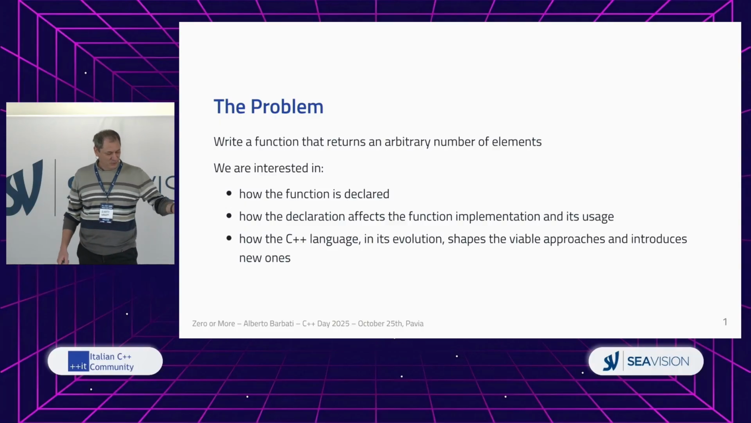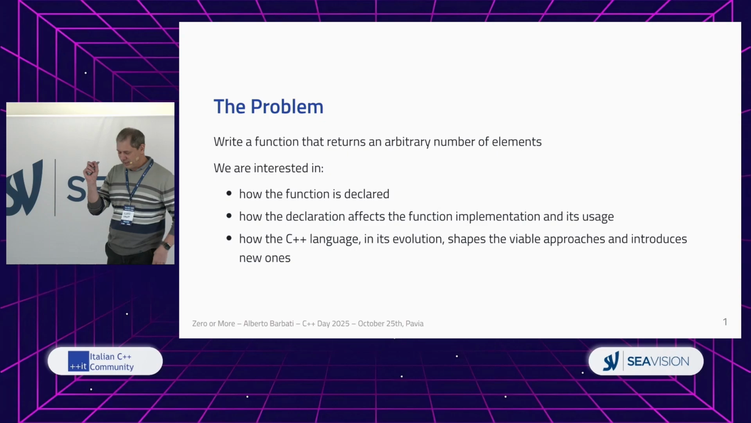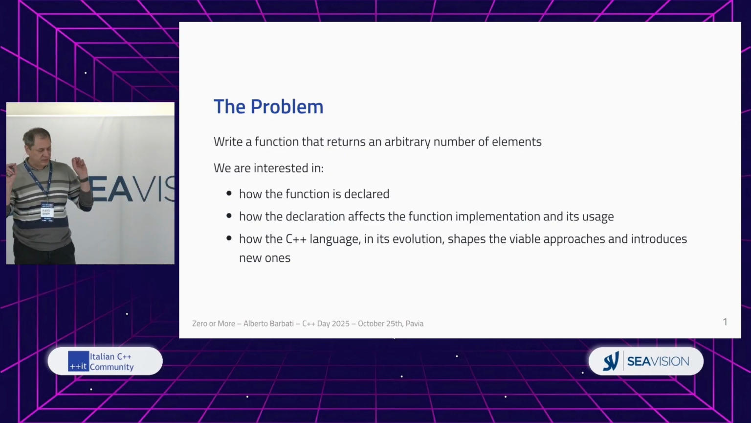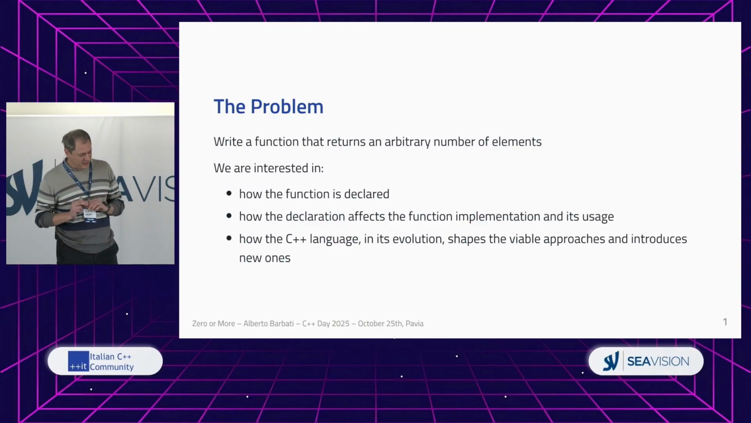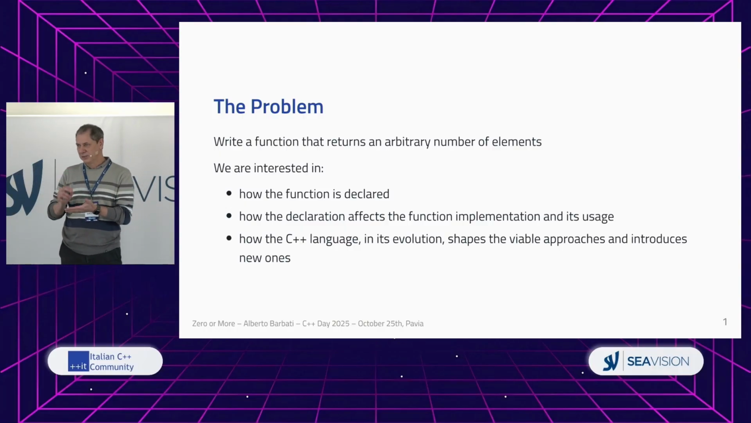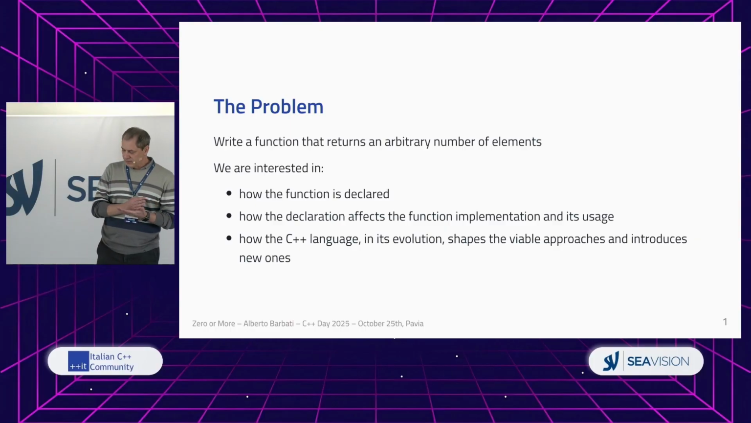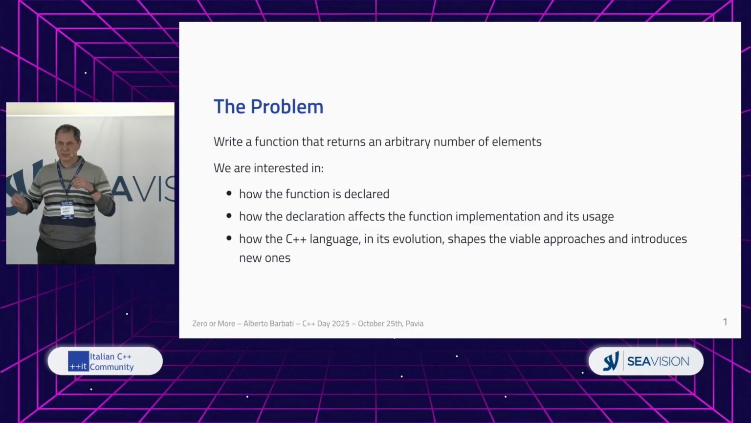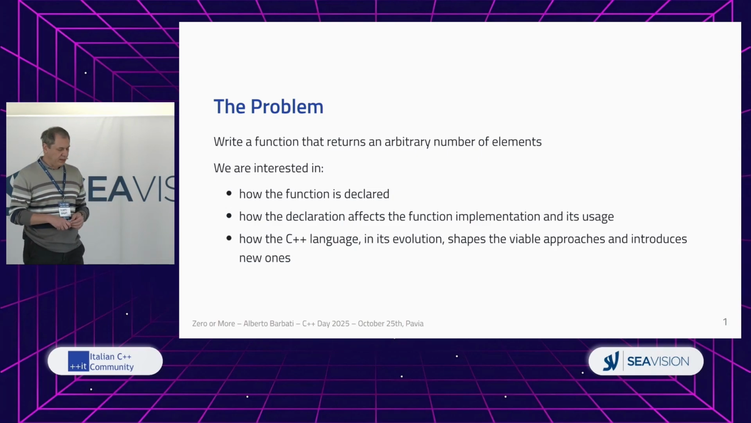So we are interested in a few things: how the function is declared, so the declaration of the function that returns this arbitrary number of elements, and how the declaration affects the usage and the implementation. That is the interesting part. And we will see how during the years, the evolution of the language has shaped the approaches, introducing new tools and changing the way old approaches are implemented.